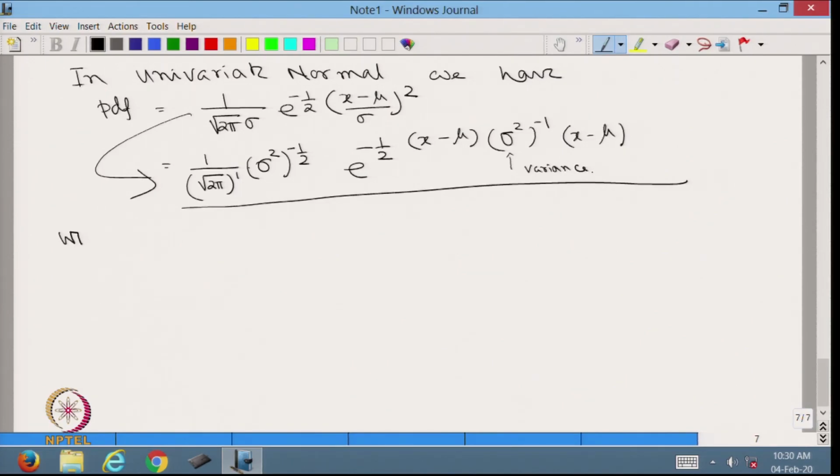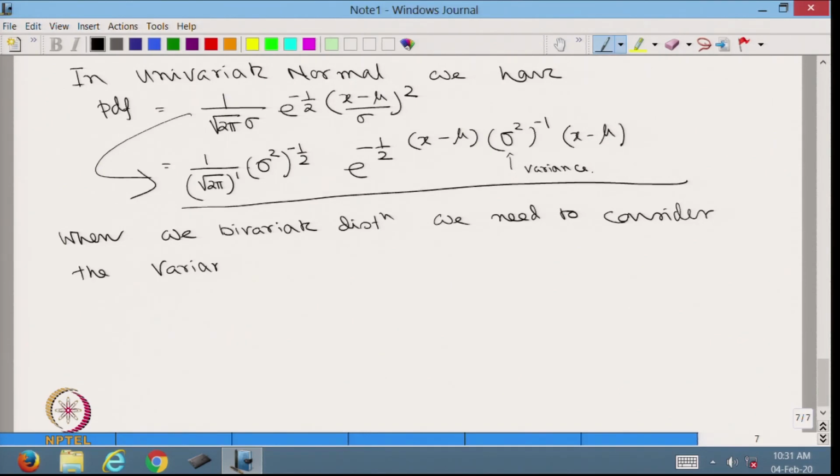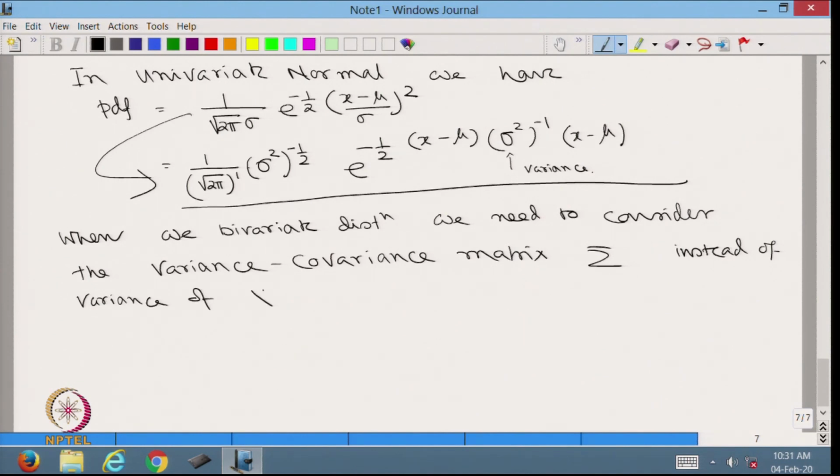When we have a bivariate distribution, we need to consider the variance covariance matrix sigma instead of the variance of x, that is sigma square.